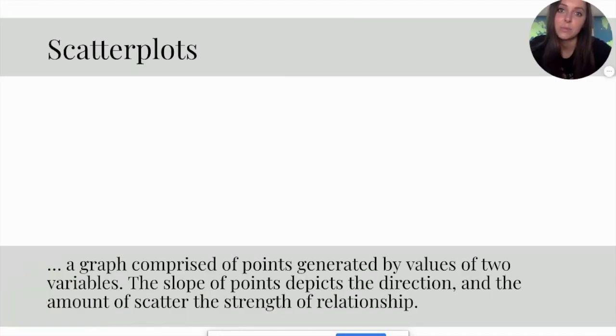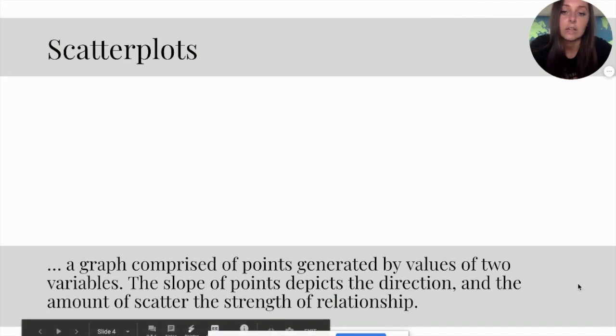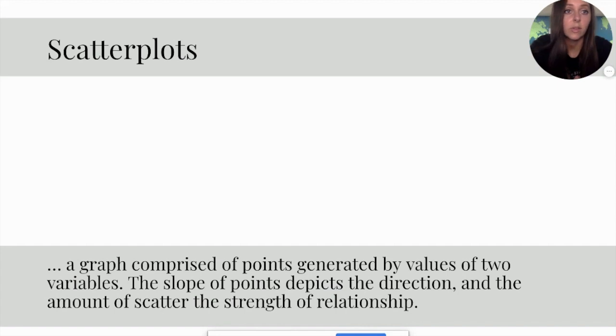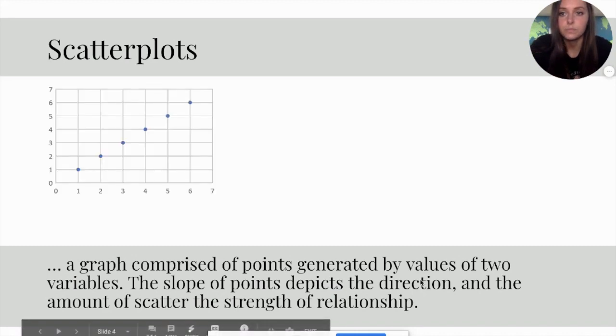A scatter plot. So most of you have heard of a scatter plot before, you've seen one, but we're going to use these in psychology to show correlation. So this is a graph comprised of points generated by values of two variables, right? The slope of the points is going to depict the direction, and the amount of scatter is going to tell us the strength of the relationship. So let's look at some pictures to make it a little bit more visual.